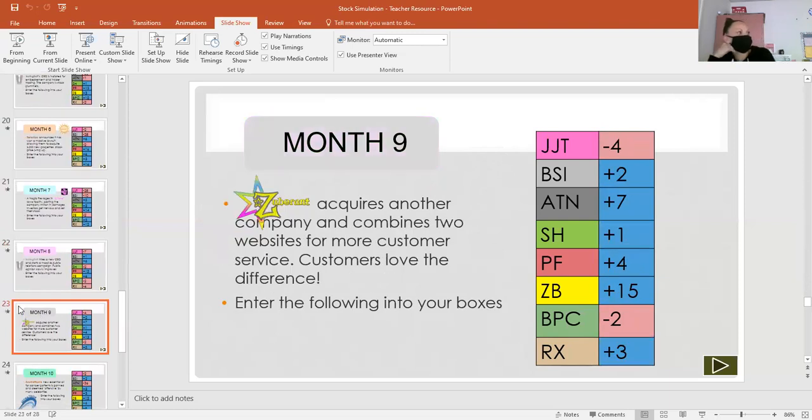All right, month 9, Zuberant acquires another company and combines 2 websites for more customer service. Customers love the difference, so their stock does well. So you're entering -4, +2, +7, +1, +4, +15, -2, and +3.